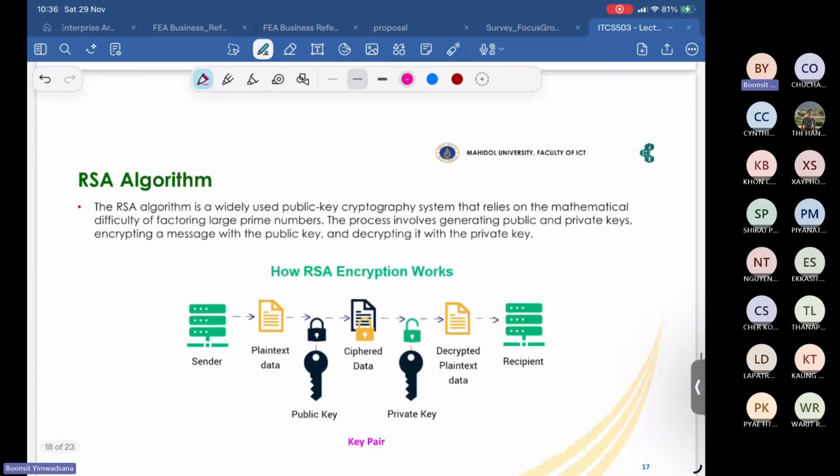Now we're going to talk about asymmetric key cryptography. And the RSA algorithm is one of the most famous algorithms using asymmetric key cryptography.